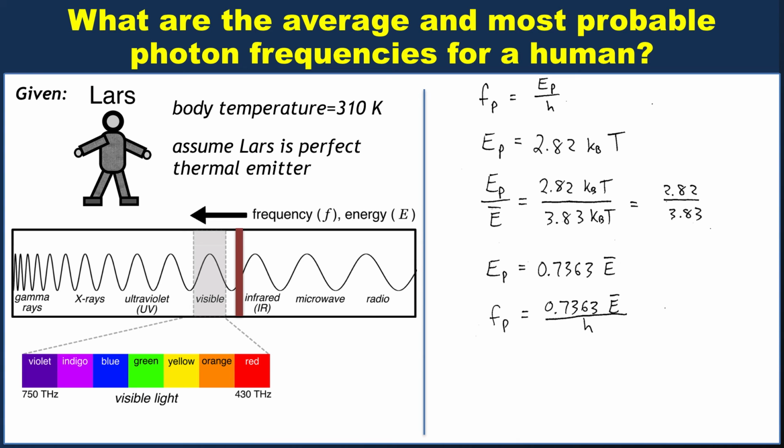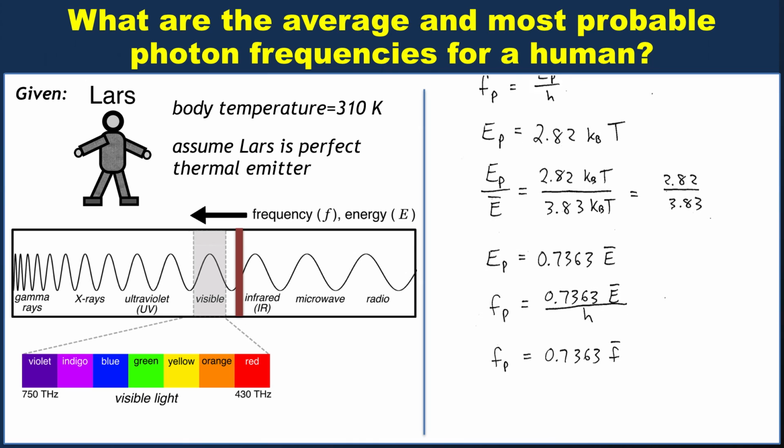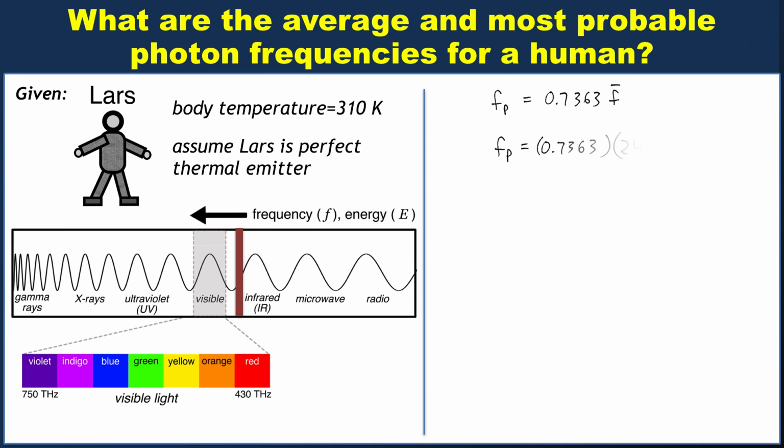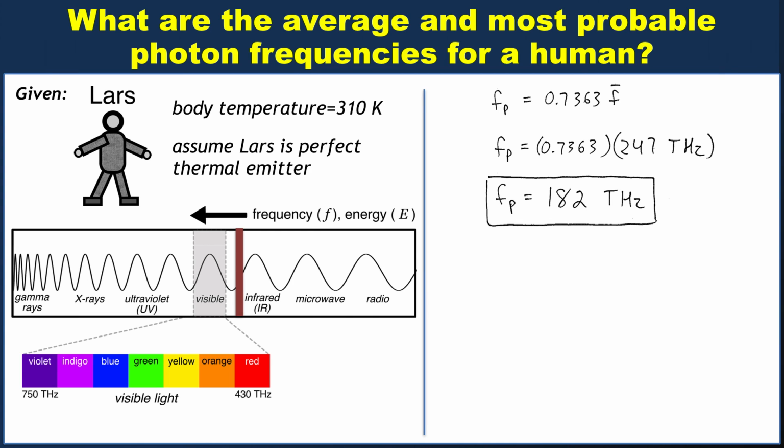That means that the peak frequency has to be 0.7363 times the average frequency. Well, we just computed the average frequency. It was 247 terahertz. That tells us that the peak frequency is 182 terahertz, also in the infrared. So Lars's thermal emission comfortably sits in the infrared. If you look at him with an infrared camera, you can see him. Otherwise, you don't see any visible emission. The distribution function probability for finding visible emission from Lars at 310 Kelvin is very low indeed, far too low to be detectable by the human eye.